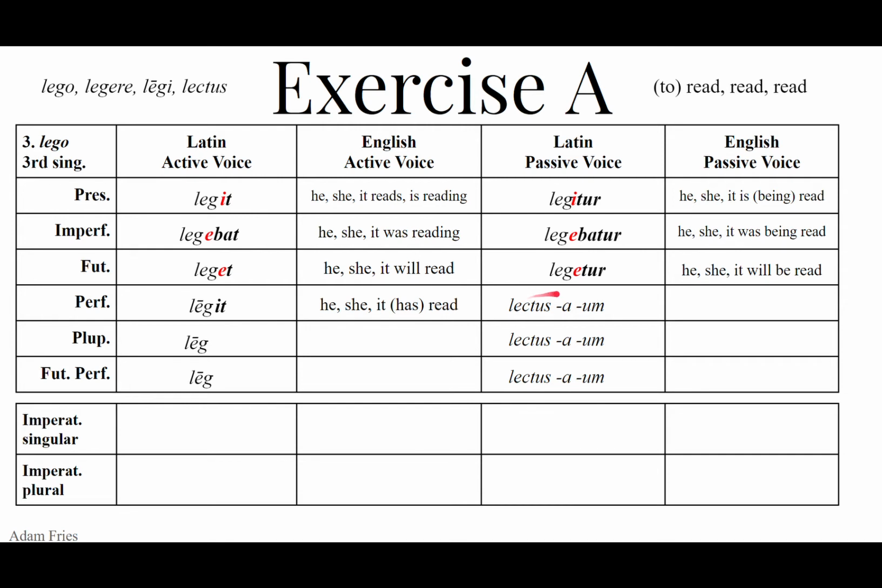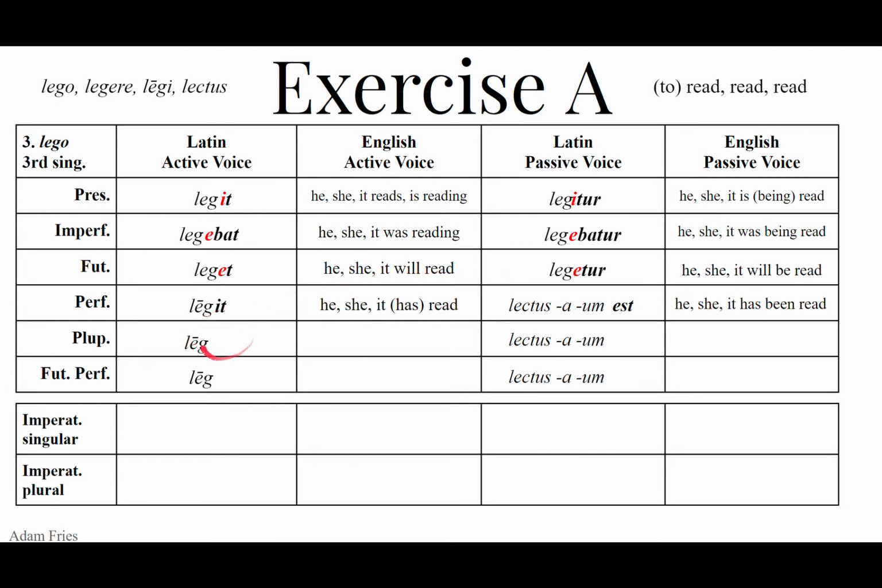The passive: lectus, -a, -um, helping verb sum, es, est, sumus, estis, sunt. Lectus est: he has been read, or he was read. She was read, or she has been read, would be lecta est. And then lectum est, the neuter, would be it has been read, or it was read.